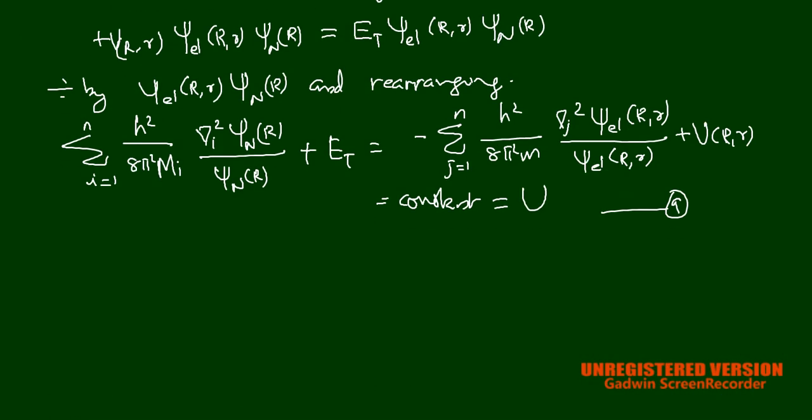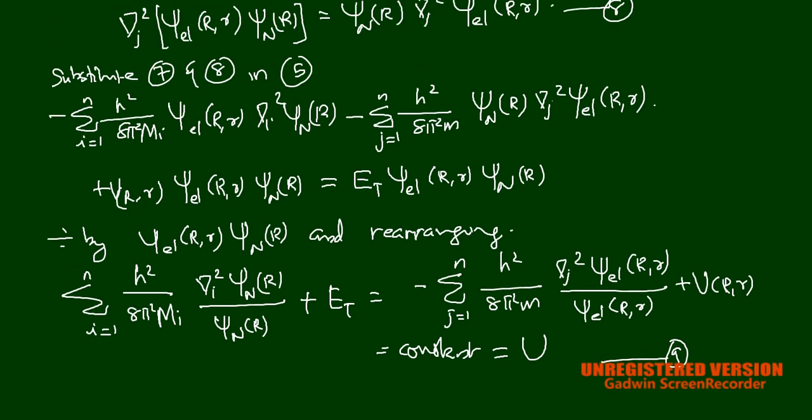We have constructed an equation like this: sigma I equal to 1 to n, h square divided by 8 pi square capital M I, del I square psi n r divided by psi n r, plus E_t, is equal to minus sigma j equal to 1 to n, h square divided by 8 pi square m, del j square psi electronic r r divided by psi electronic r r, plus U plus V r r, is equal to a constant U. Okay, that's what we have done so far.